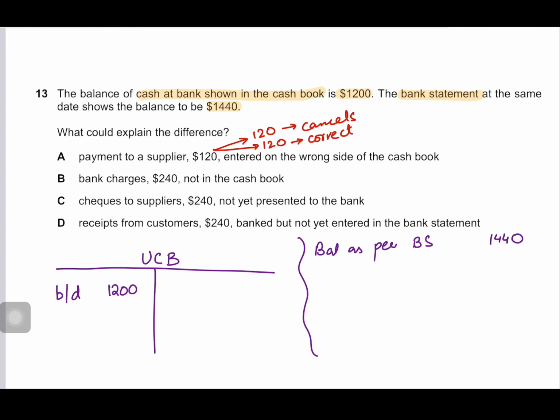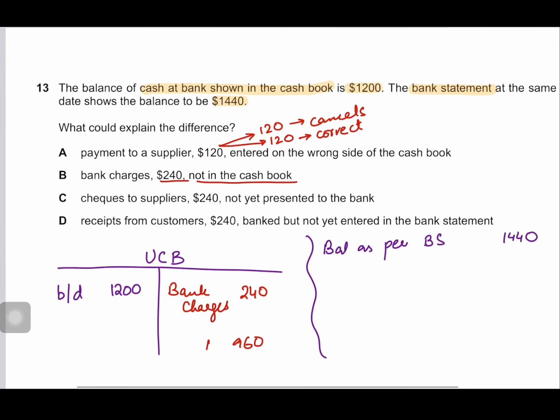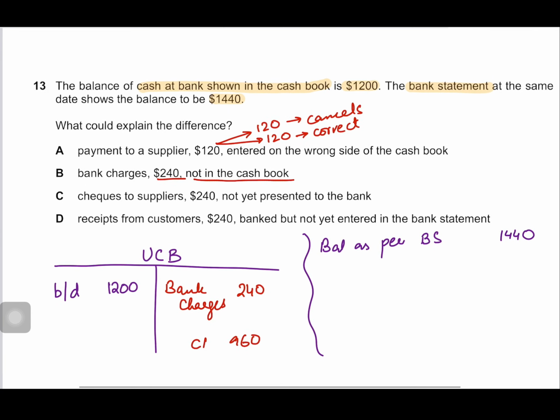Let's move towards option B. Option B says bank charges 240, not in the cash book. Okay, so bank charges aren't recorded in the cash book. Of course, they will require an adjustment in the updated cash book, and that would again be on the credit side because bank charges are recorded on the credit side. So again the answer would be the same, 1200 minus 240, 960 would be my carried down balance, and it is not reconciling with the bank statement balance, which is 1440. So again this option can't be right. So option A and option B both are incorrect.